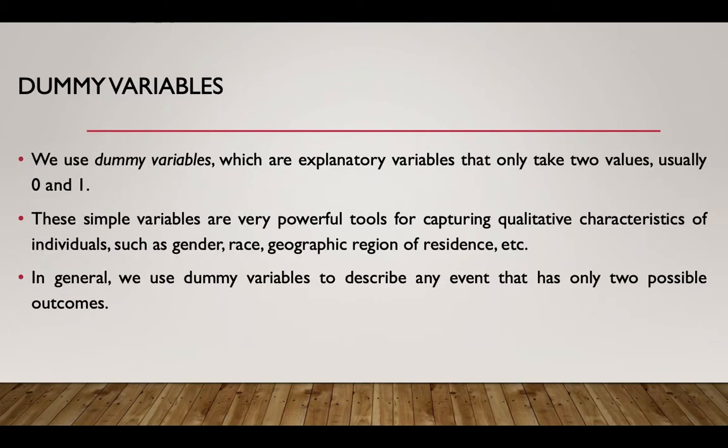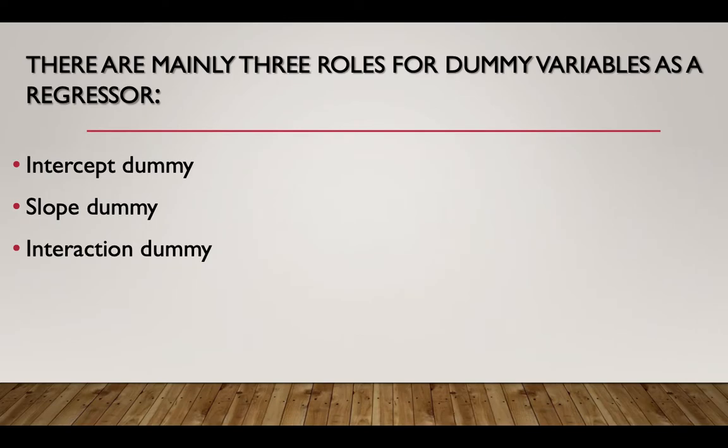What is a dummy variable? A dummy variable is an explanatory variable which can take only two values, 0 or 1. These variables are very powerful tools for capturing qualitative characteristics of individuals, like gender, race, geographic region of residence, anything which is not quantitative. We can describe dummy variables as any event which has only two possible outcomes, either 0 or 1, either true or false. There are three kinds of dummy variables: one is the intercept dummy, another is the slope dummy, and lastly the interaction dummy.